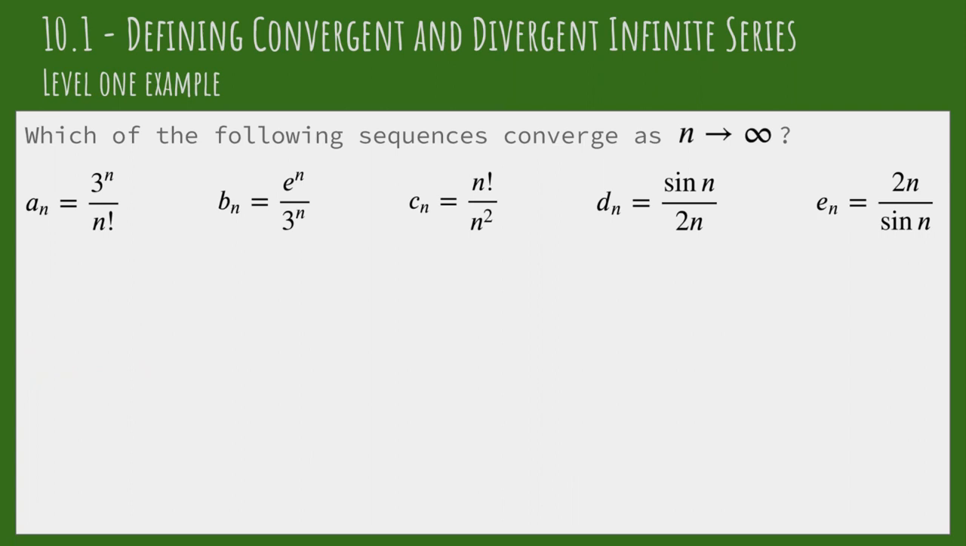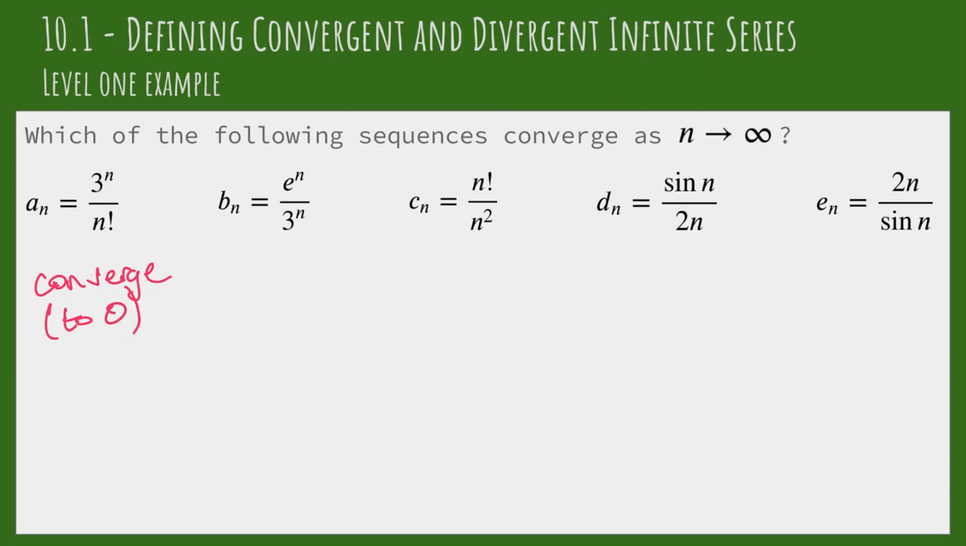So on the first one, remember relative rates of growth, factorials are the fastest growing of the functions. So we have a fraction here where the denominator is getting really, really big compared to the numerator. And so when we take a number divided by a number that's really, really big relative to that number, we're going to get a number that's approaching zero. So this is going to converge. And more specifically, when the denominator dominates the numerator like this, it's going to converge to zero.